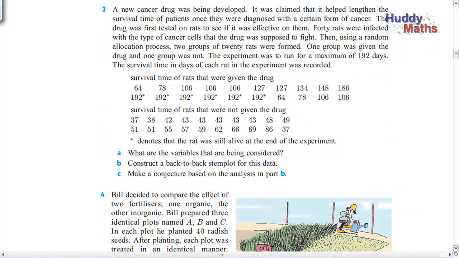Question 3. Okay, so survival times for rats being tested with an anti-cancer drug. Important sort of work, isn't it? You have to justify to people who are giving you money for research whether your research is effective. Okay, pause it, have a go.